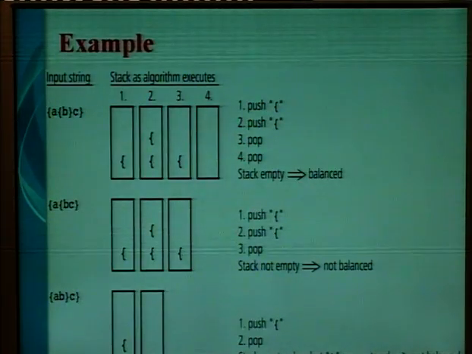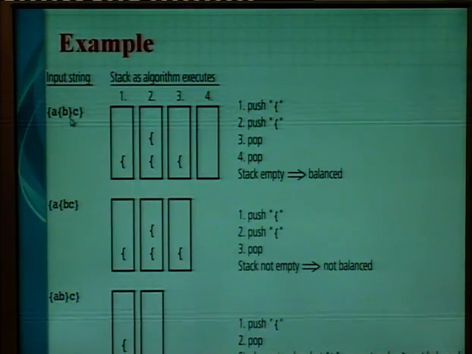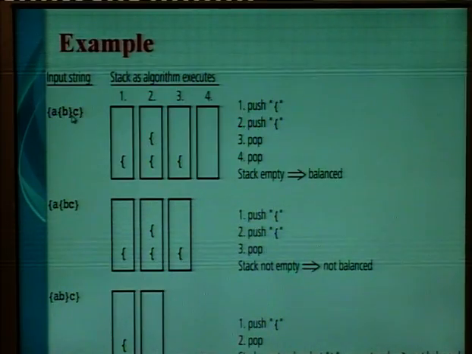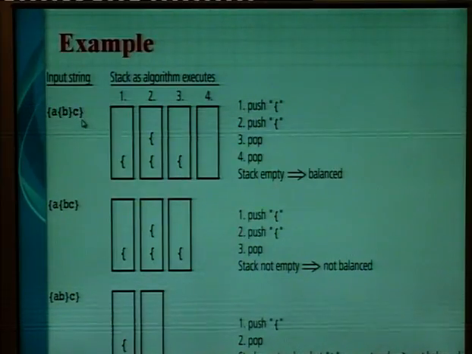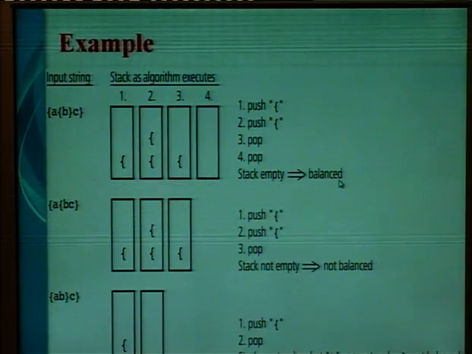So, let us take some examples. This is brace A, brace B, closing brace, then C, closing brace. So, what will we do? First we will perform the push operation, again for the left brace a push operation, but when we encounter this right brace, we will perform one pop operation, again we encounter this right brace, again we perform the pop operation. Now, the stack is empty, this means the expression is balanced.